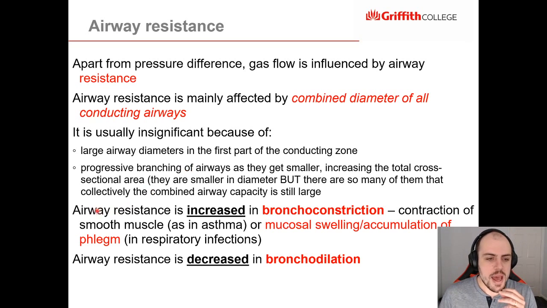So, airway resistance is increased by bronchoconstriction. Now, this is not always a bad thing. You guys are undergoing some bronchoconstriction right now. You are not using 100% of your lung tissue.